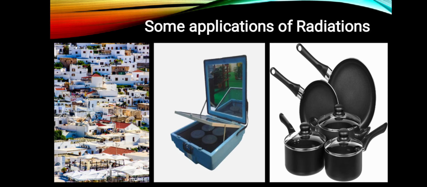The houses in hot countries like ours are usually painted white or light colored. This is done so that the houses absorb less heat from the sun and keep cool during summers. The containers of solar cooker are painted black to absorb more heat from the sun. The bottom of cooking utensils is painted black, while the sides are sparkling bright. This is done so that utensils can absorb more heat from the bottom and radiate less heat from the sides.